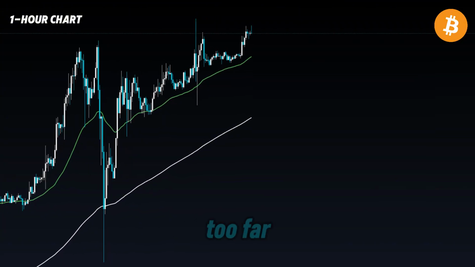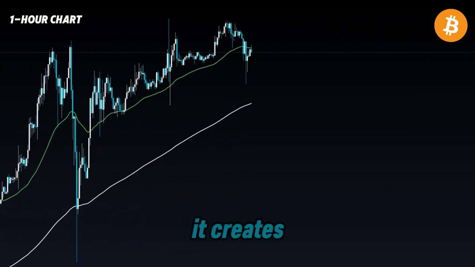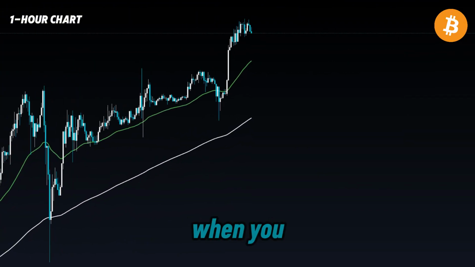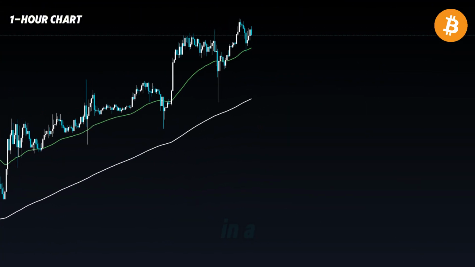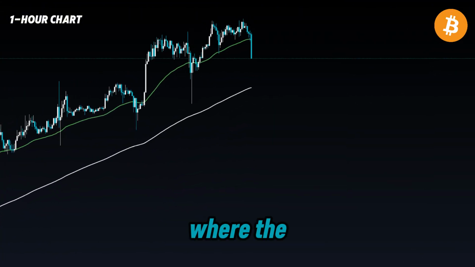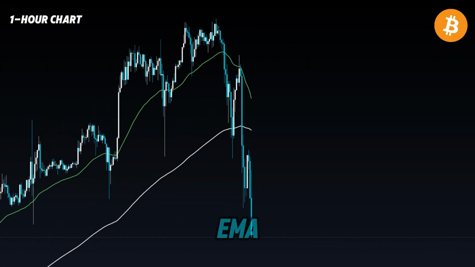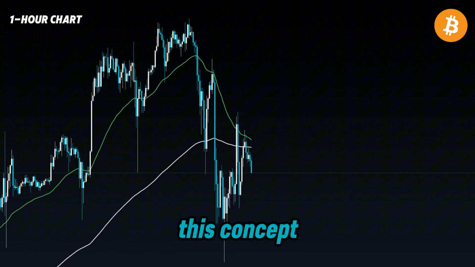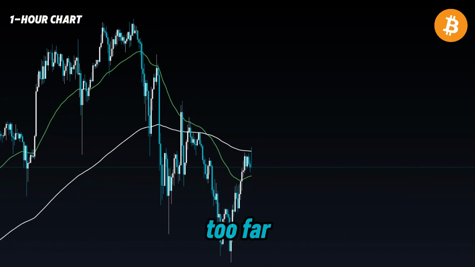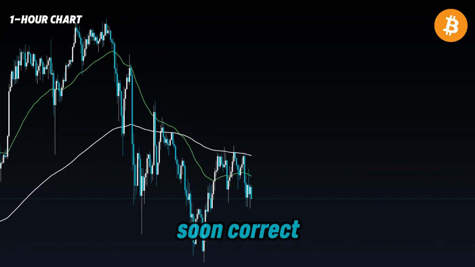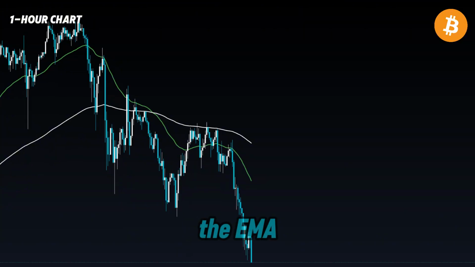If the price moves too far away from the EMA, it creates tension, similar to when you stretch a rubber band too much. This tension often results in a snap-back effect, where the price may pull back towards the EMA. Traders use this concept to anticipate reversals or pullbacks. If the price gets too far from the EMA, it might soon correct itself, moving closer to the EMA.